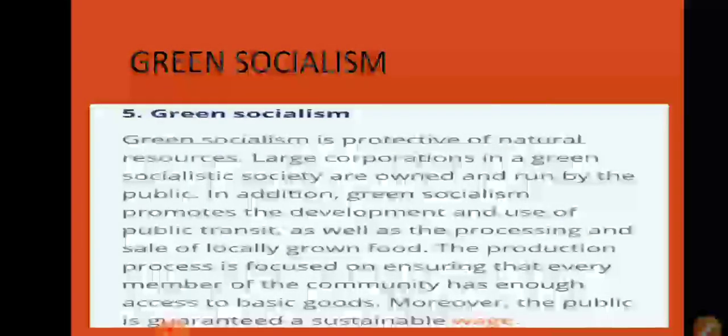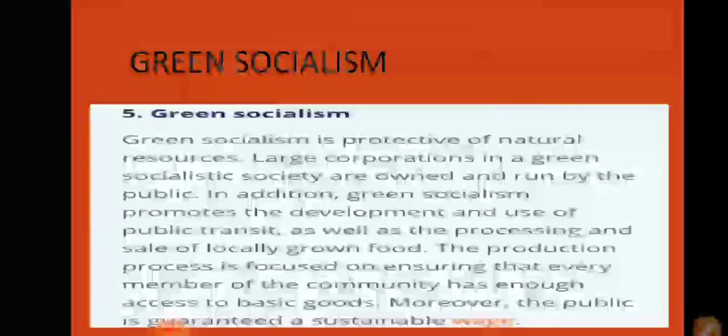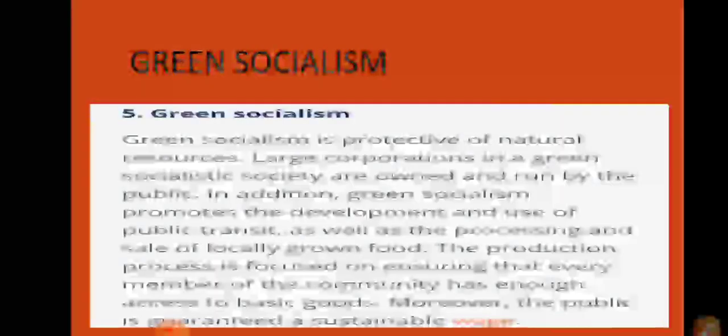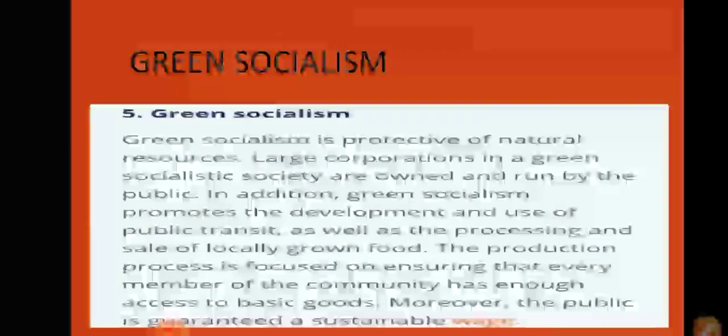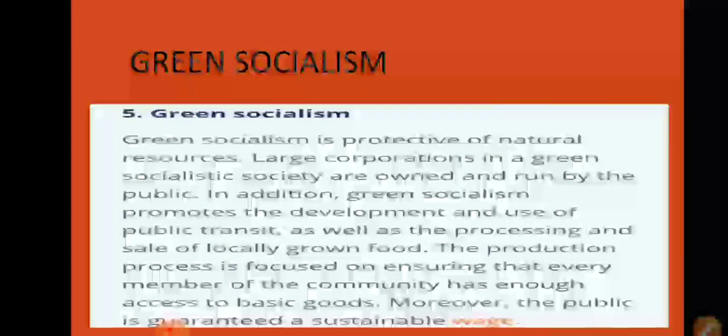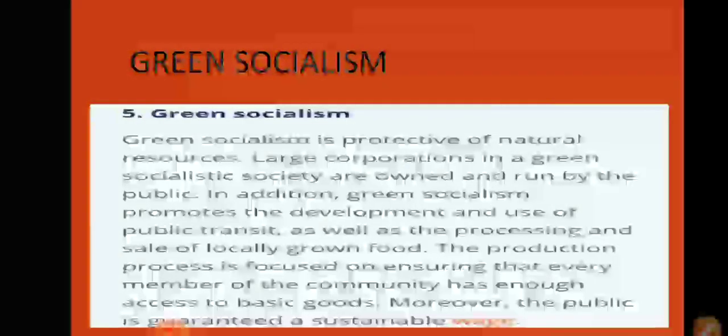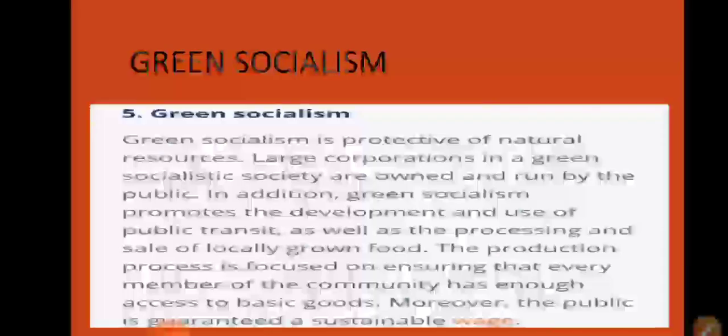Okay, in addition, green socialism promotes the development and use of public transit. So green socialism is going to use public transport and the sale of locally grown food. The production process is focused on ensuring that every member of the community has enough access to basic goods. Moreover, the public is guaranteed a sustainable wage. Okay, so I hope up to here the concept is clear.